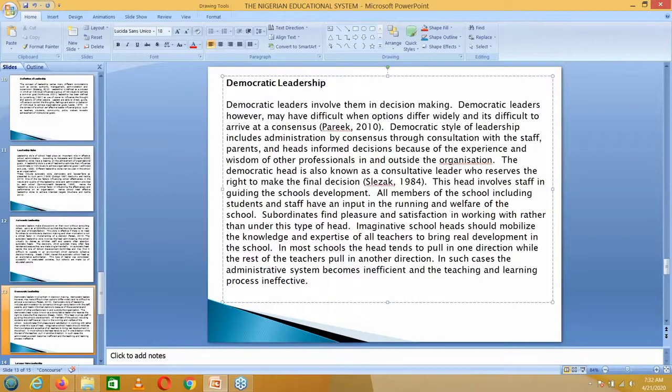Now, the head has something in mind. He pulls in one direction while the teachers pull in another direction. You understand? So there's going to be a conflict between the two parties, which can make the administrative system inefficient and the teaching and learning process ineffective. Let's move to the last one.